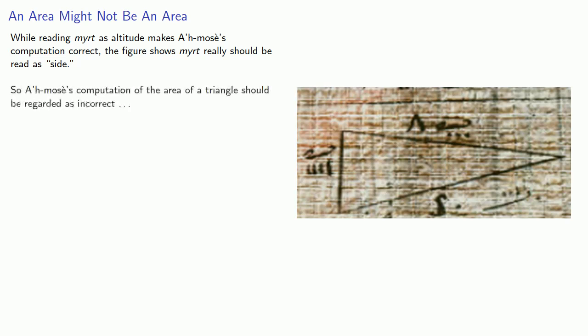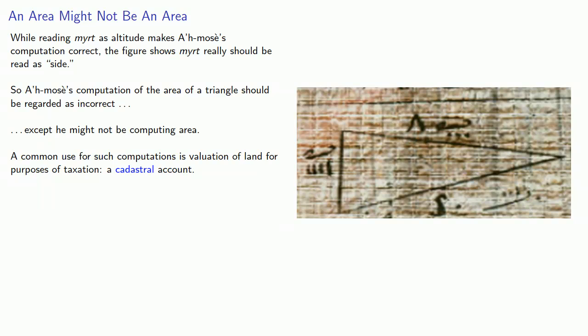And so Ahmose's computation of the area should be regarded as incorrect, except he might not be computing area. In other words, the problem may be the mistranslation of the word area. We tend to think about area as a geometric quantity, but a common use for a computation like this is valuation of land for purposes of taxation. This is called a cadastral account.